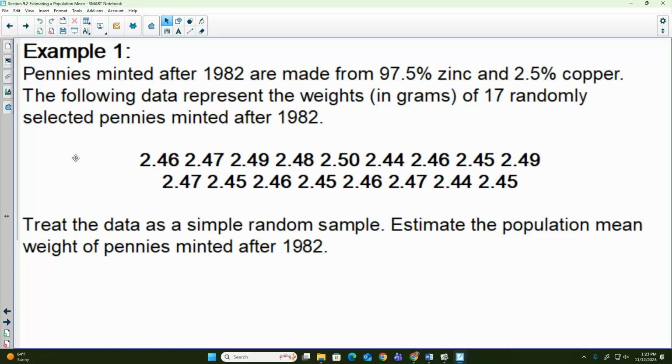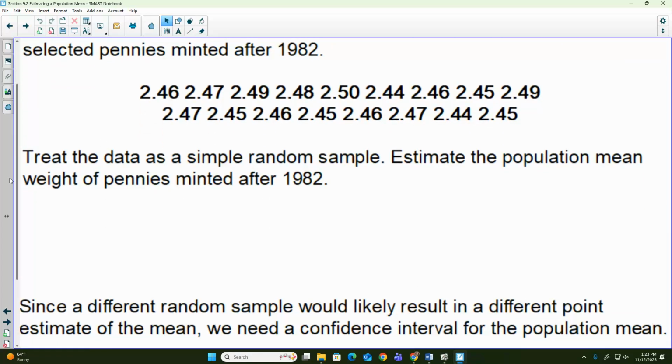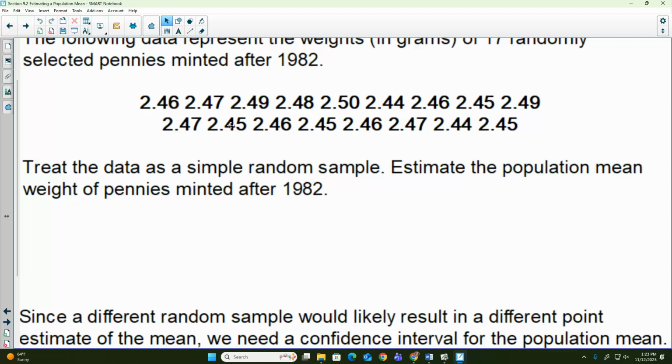So if I said pennies minted after 1982 are made from 97.5% zinc and 2.5% copper. The following data represent the weights of 17 randomly selected pennies minted after 1982. So treat this data as a simple random sample. Estimate the population mean weight of the pennies after 1982. What would you do to find the mean? Okay, you guys do that. Find the mean for me.